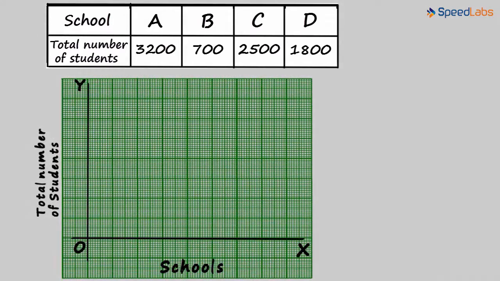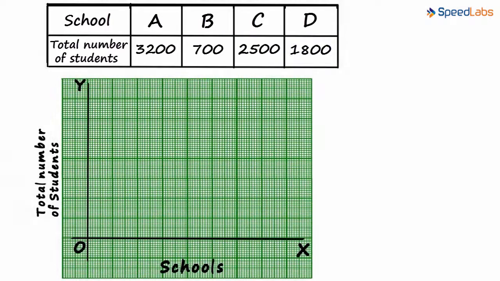Look at the numbers closely. 3,200, 700, 2,500 and 1,800. It's a bit confusing. The lowest number we have to accommodate is 700 and the highest number is 3,200. If we choose a scale of 100 students as 1 centimeter on the y-axis, then we will need 32 centimeters on the y-axis. That's not feasible. Even if we have 200 students per centimeter, we will need 16 centimeters, which is again very long.